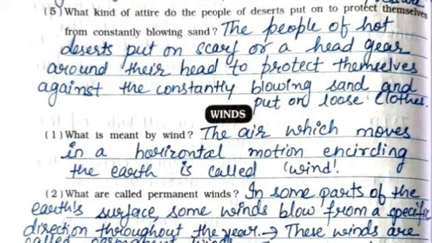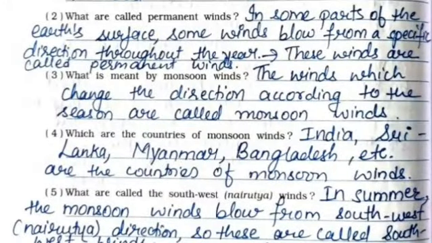Now, question answers for winds. First one, what is meant by wind? The air which moves in a horizontal motion encircling the earth is called wind. Second, what are called permanent winds? In some parts of the earth's surface, some winds blow from a specific direction throughout the year. These winds are called permanent winds.